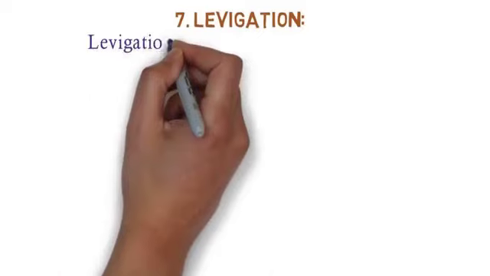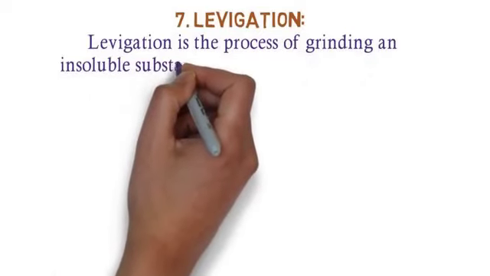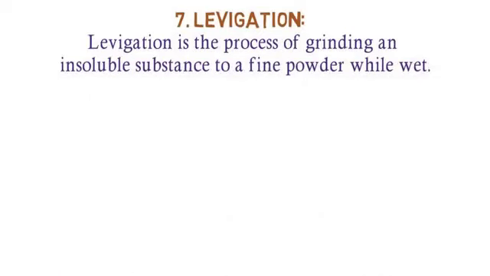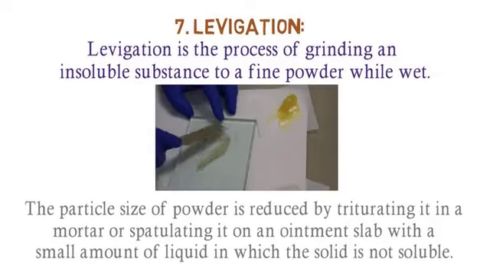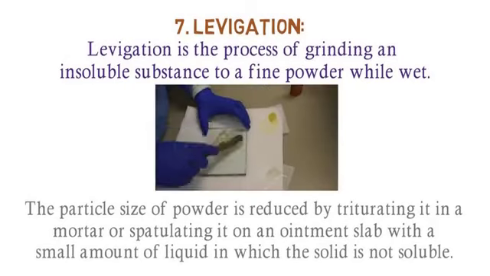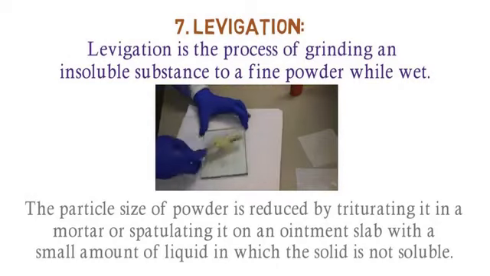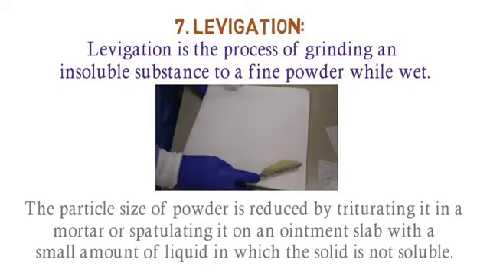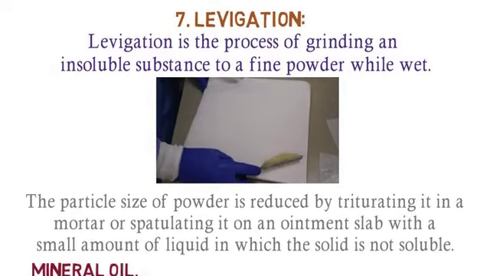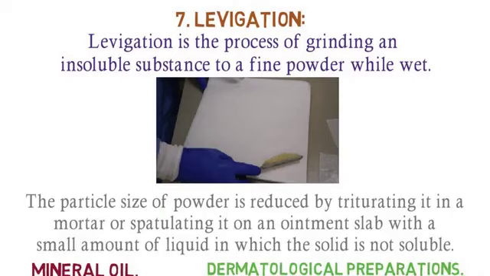7. Levigation. Levigation is the process of grinding an insoluble substance to a fine powder, while wet. The particle size of powder is reduced by triturating it in a mortar, or spatulating it on an ointment slab, with a small amount of liquid, in which the solid is not soluble. Mostly used non-solvent is mineral oil. Levigation is particularly used when solute is to be incorporated into dermatological preparations.